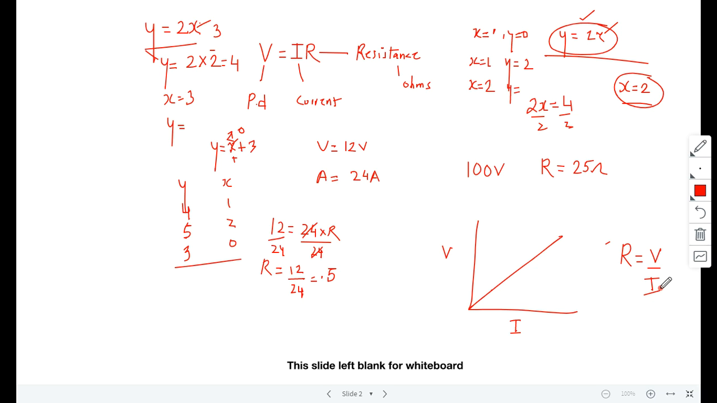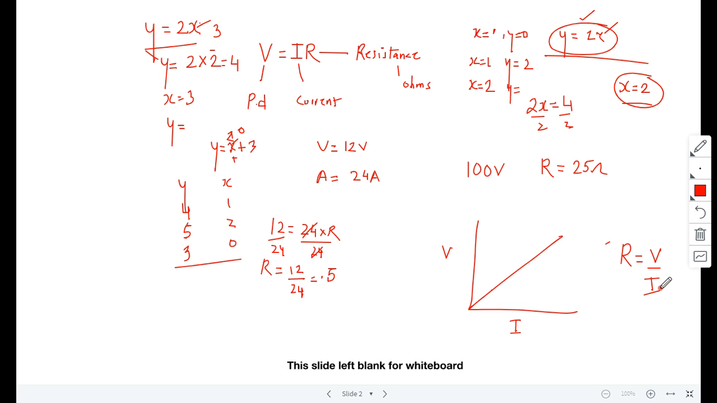Now, as of now, you just have to remember that the graph between V and I is a straight line passing through the origin. It's not always equally inclined. It just has a different inclination, but it's basically a diagonal line that passes through the origin. That's the graph between V and I.